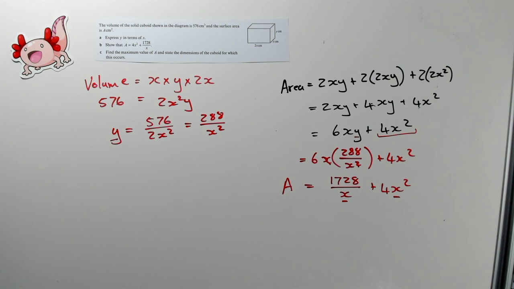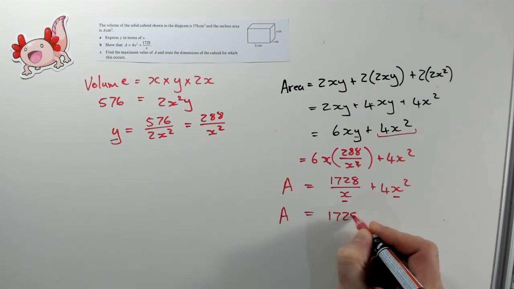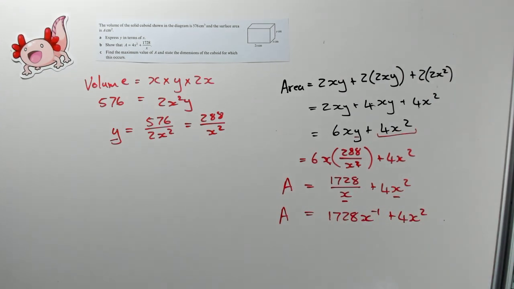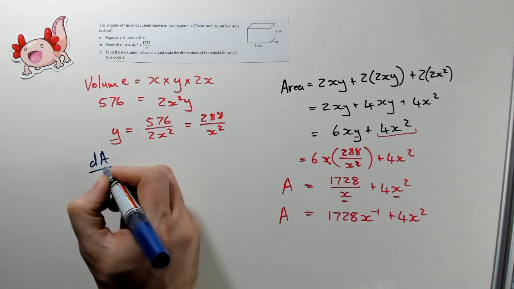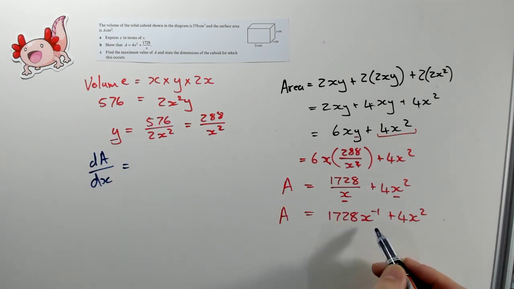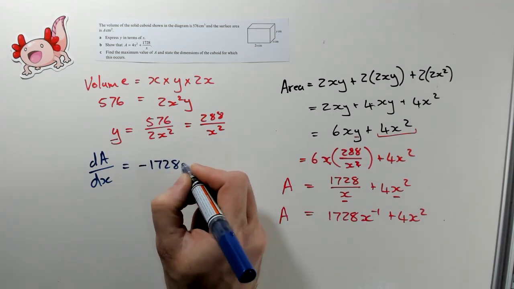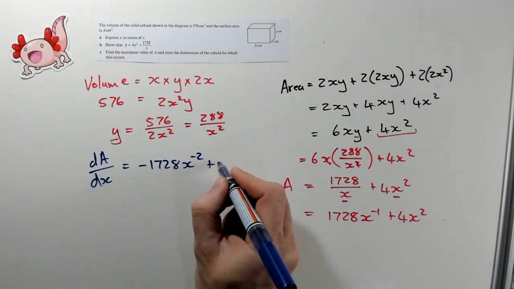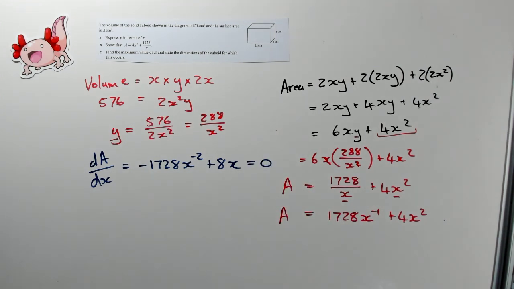So first let's rewrite it just so it's easier to derive. Okay, and then I'm going to derive it here. So let's do dA over dx. And that's going to be negative 1728 x to the power of negative 2, and then plus 8x. And this is all going to be equal to 0.